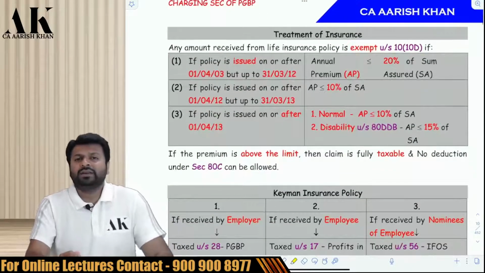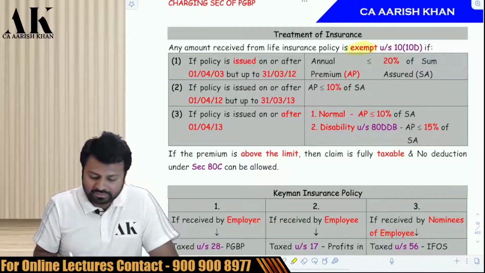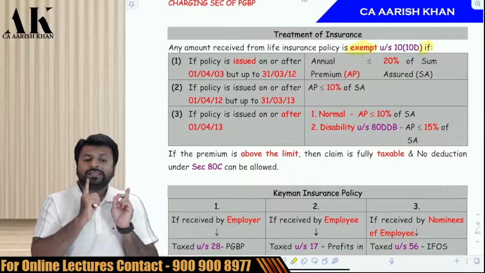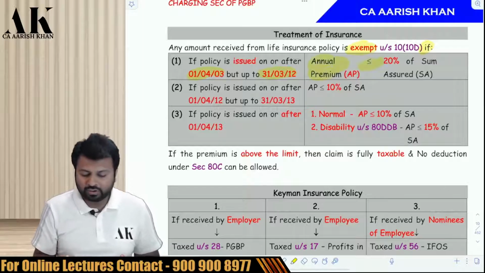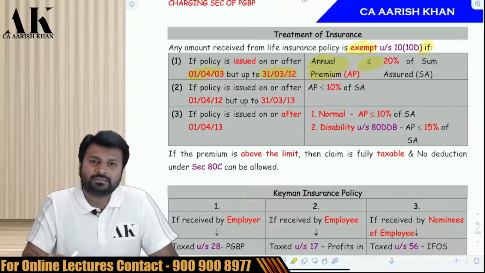Next, what is the treatment of life insurance? If I get an amount on maturity or if I get an amount on death benefit, is it taxable or exempt? It is exempt subject to some conditions. What are those conditions? Condition number 1. If the policy is issued between 1/4/2003 to 31st March 2012, then your annual premium should not exceed 20% of sum assured. If it exceeds 20% of sum assured, then it is taxable. It should be less than or equal to 20% of sum assured, then it is exempt.